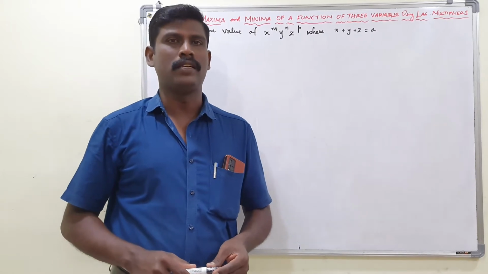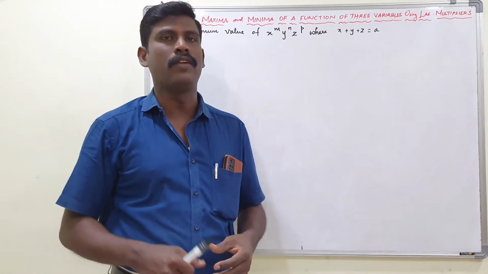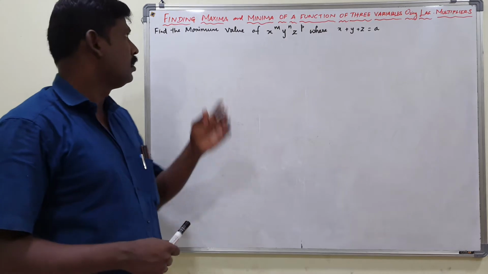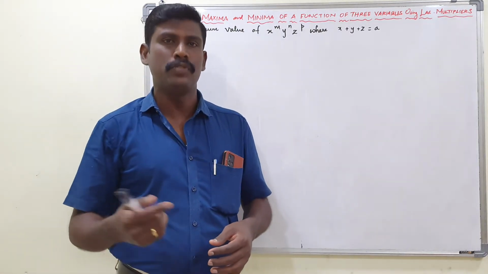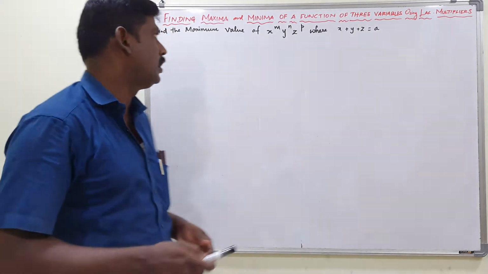Welcome back to Tiger Math channel. Let us continue the previous session. We are solving the problems on finding maxima and minima of a function of three variables using Lagrange's multipliers. Okay, let us take the problem.